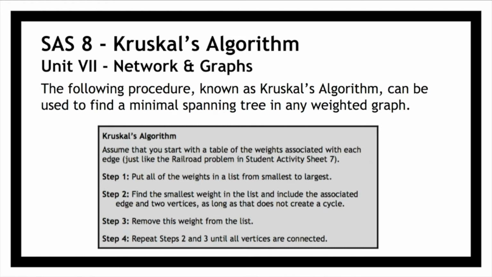Step 2, find the smallest weight in the list and include the associated edge and 2 vertices, as long as it does not create a cycle. And if it creates a cycle, we won't use it. We'll just go on to the next one, and we'll eliminate it from the list so we don't try to go over it again. And then step 3, we'll remove the weight from the list, whether or not it is used, it gets removed from the list. And step 4, we'll repeat steps 2 and 3 until all vertices are connected. Now, once all the vertices are connected, we go no further, because then it spans and it's a tree, okay? It's efficient, and all of the vertices can be reached by every other vertex by some method of pathway.